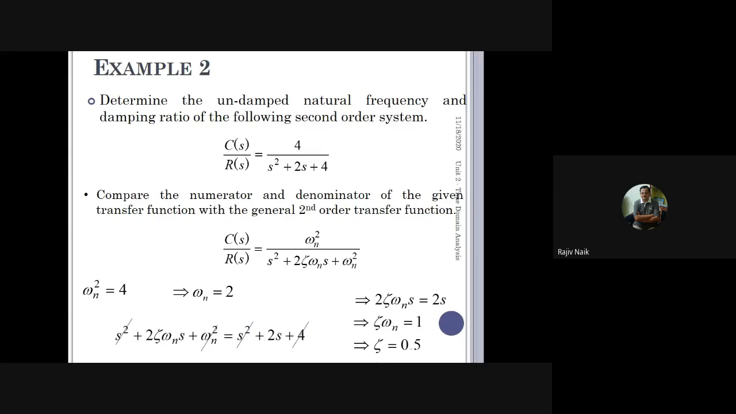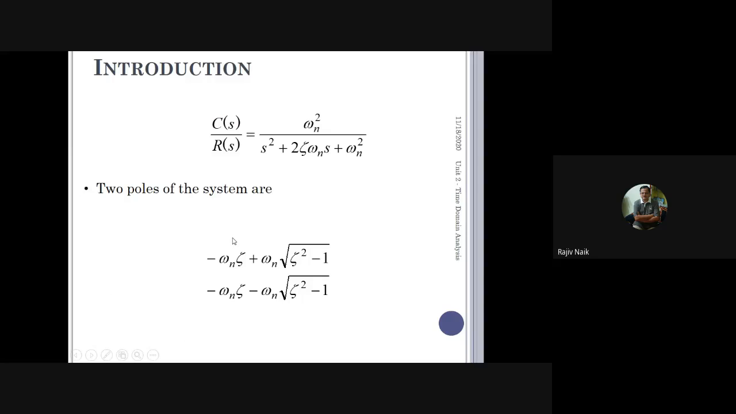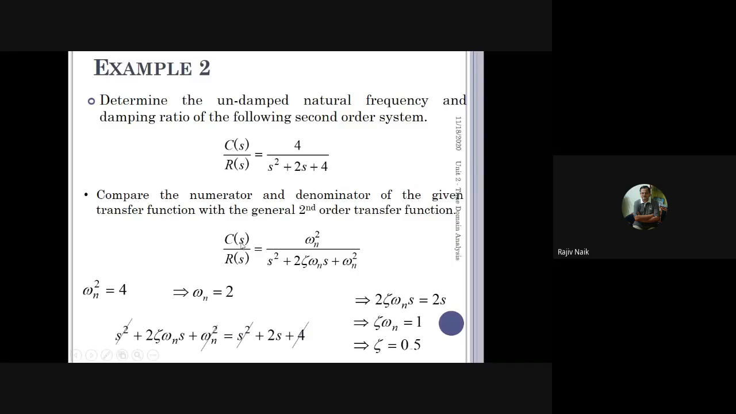To get the time response specifications, you need only two values. One is the natural frequency of vibration, omega n, and the other is the damping ratio, and that damping ratio should be less than 1. Otherwise, it is not possible. So this is the simple problem. After knowing this, you can proceed further.